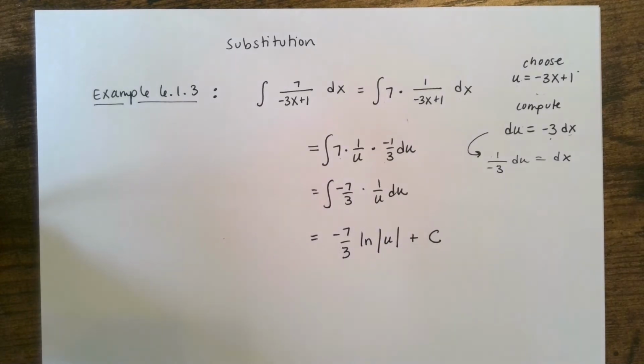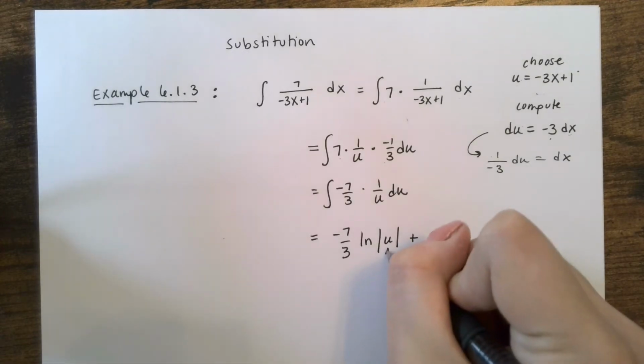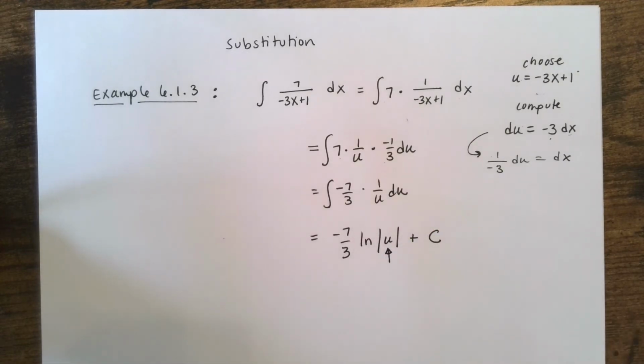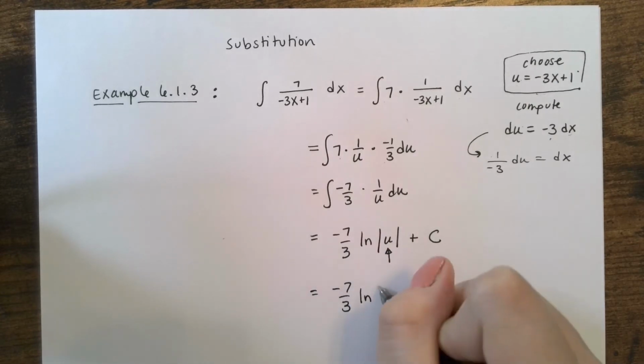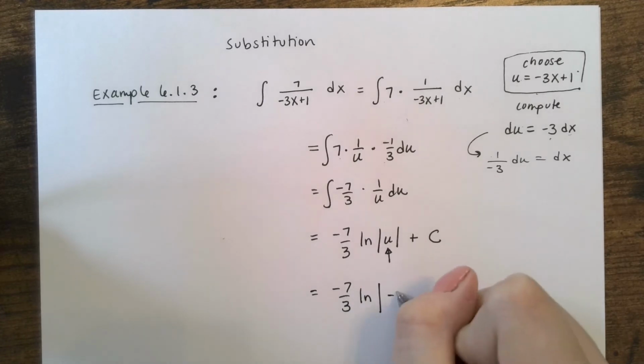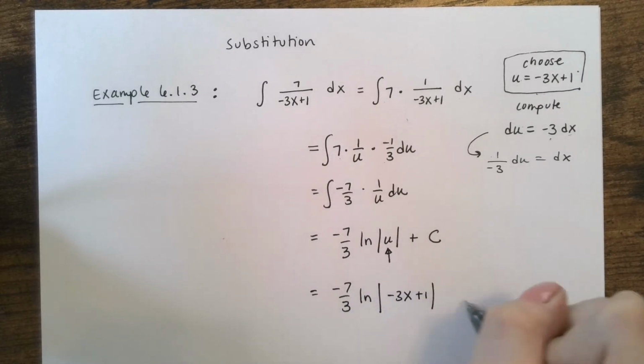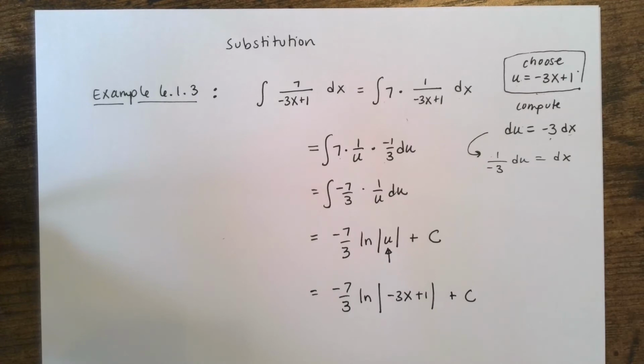Once I integrate, which is what I've done here, my very last step is to switch back into x. So this u right here shouldn't be in our answer. So we're going to go back to the original choice of what u meant in terms of x, and just plug negative 3x plus 1 in that spot. So we have negative 7/3 times the natural log of the absolute value of negative 3x plus 1, and then that plus c sticks in your answer.